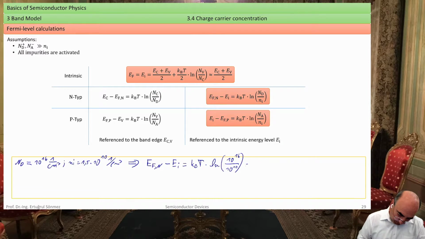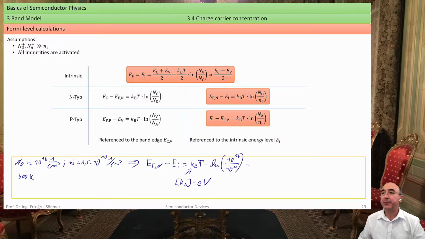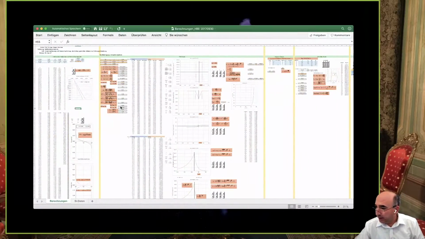Okay, this is equal to, the temperature should be 300 Kelvin. And I would like you to find out the Boltzmann constant with the units of the Boltzmann constant in electron volt. Can you give me this value? Yep. I should have this value here.